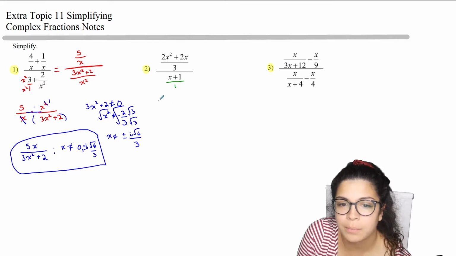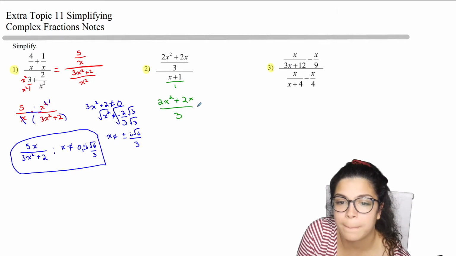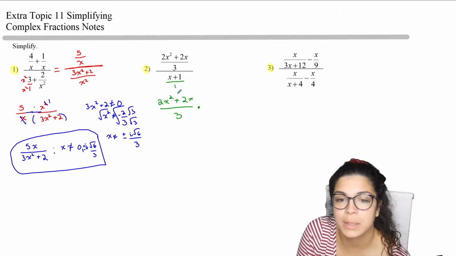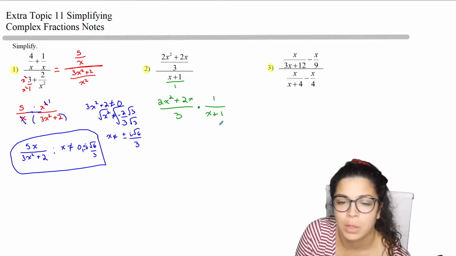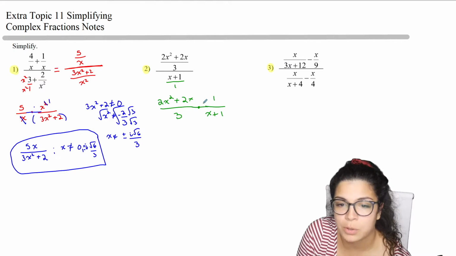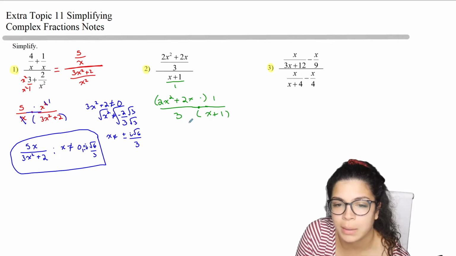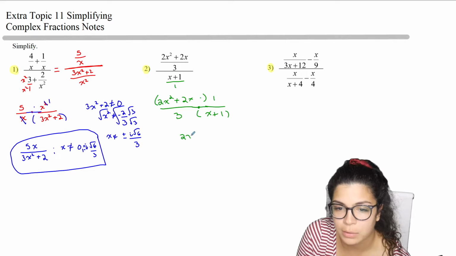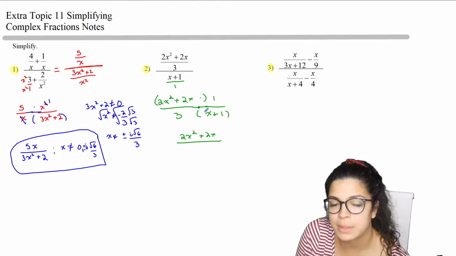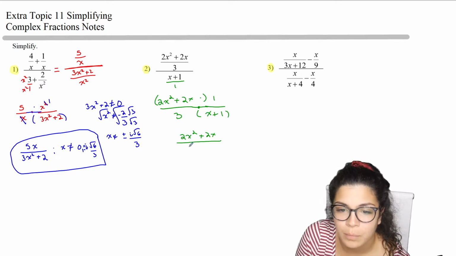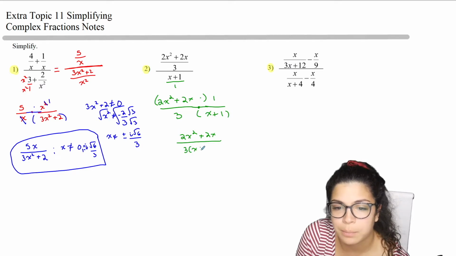Dividing any number is the same thing as multiplying the reciprocal of that number, 1 over x plus 1. So again, multiplying these two would just be top times top over bottom times bottom. So we end up with 2x squared plus 2x times 1, which would be 2x squared plus 2x. And the denominator 3 times x plus 1. We can just leave it like that for now.